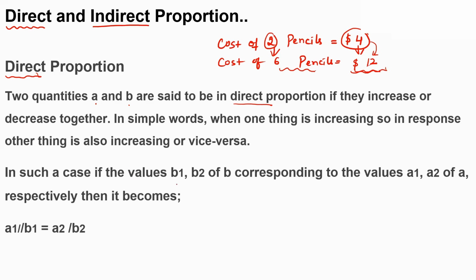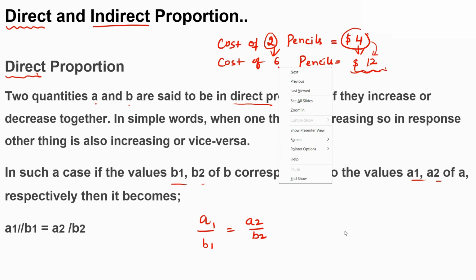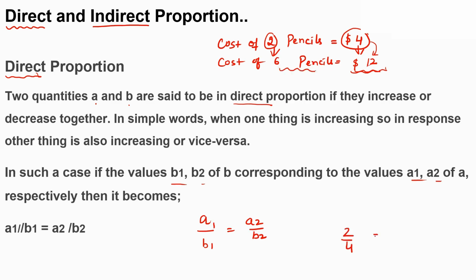In such a case, B1, B2 of B corresponding to the values A1 and A2 of A. So in that case, what will it become? A1 by B1 is equal to A2 by B2. Whatever the ratio of this 2/4, that should be the same ratio. I should get 6:12. So 2/4 and 6/12 ratios should be the same. So this type of proportion is called direct. If one quantity is increasing, the corresponding value is also increasing. That is my direct proportion.